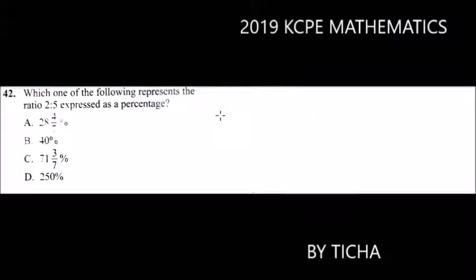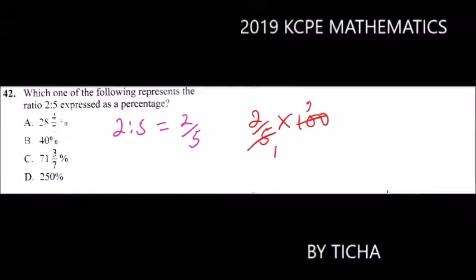Question number 42, you are told, which of the following represent the ratio 2:5 expressed as percentage? So 2:5 can be written in fraction as 2/5. So in terms of percentage, we can write 2/5, you multiply by 100. Percentage means your value is out of 100, so we can divide that by 5, you get 20.